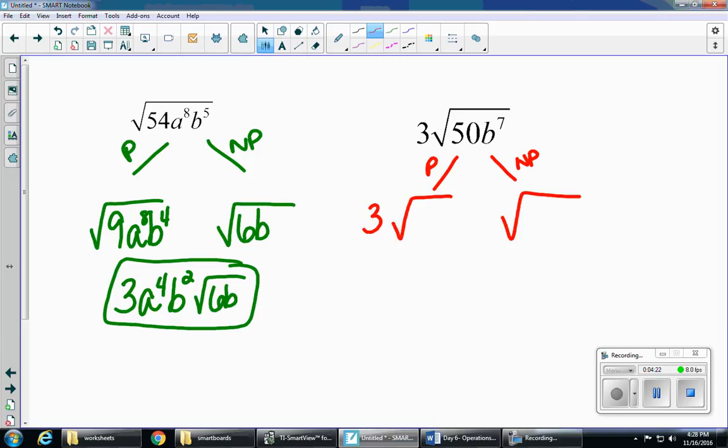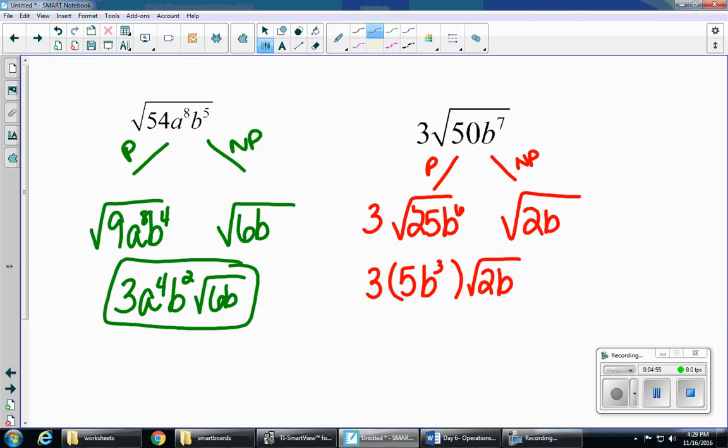50 is going to get broken into 25 and 2. With my exponents, I want them to divide by 2. 7 does not divide by 2, so I need to break it down. b to the 6th and b, because 6 is divisible by 2. So I still have this 3 on the outside, and now I'm going to simplify my perfect radical. Square root of 25 is 5. Square root of b to the 6th is b to the 3rd. And then I have my non-perfect radical, 2b.